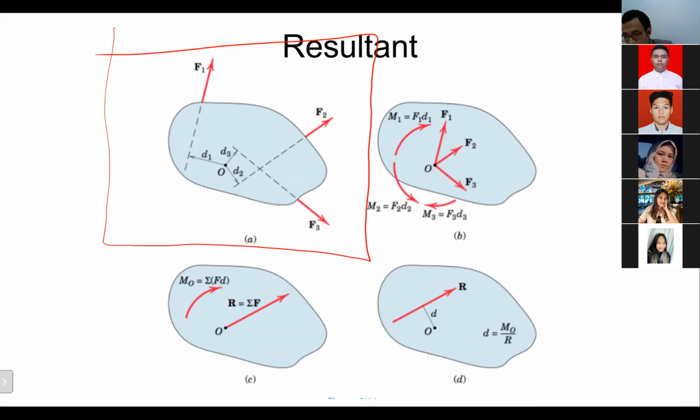The things that we have to do right now is I want to add forces F1, F2, and F3 together. I want to sum all of those together. But the first thing that I want to do is to sum it up at point O. I want to add F1, F2, F3, and the summation, I want to do it at point O.